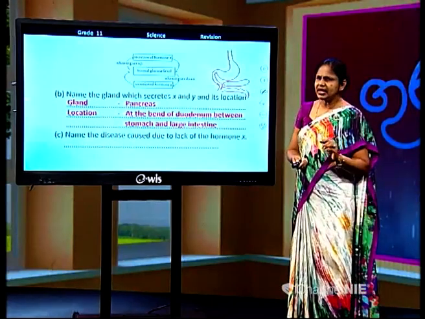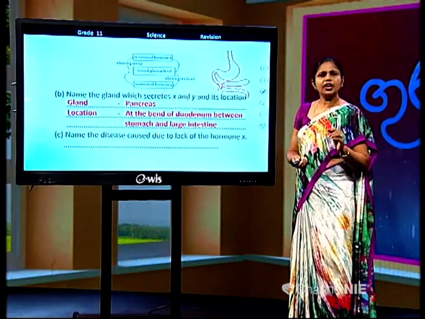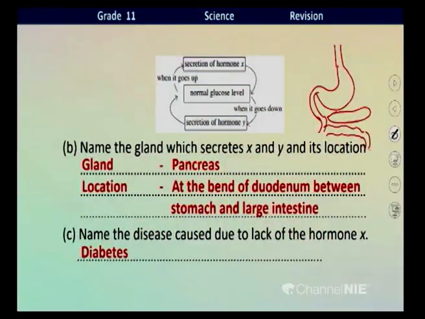Children, what is the disease that occurs in our body when not enough insulin is secreted? Diabetes. The disease is diabetes, right? When not enough insulin is secreted, there is no way to control additional excess blood glucose in the person. Then glucose is released from the body through urine. This condition is called diabetes. Right, okay. Move to the next question.